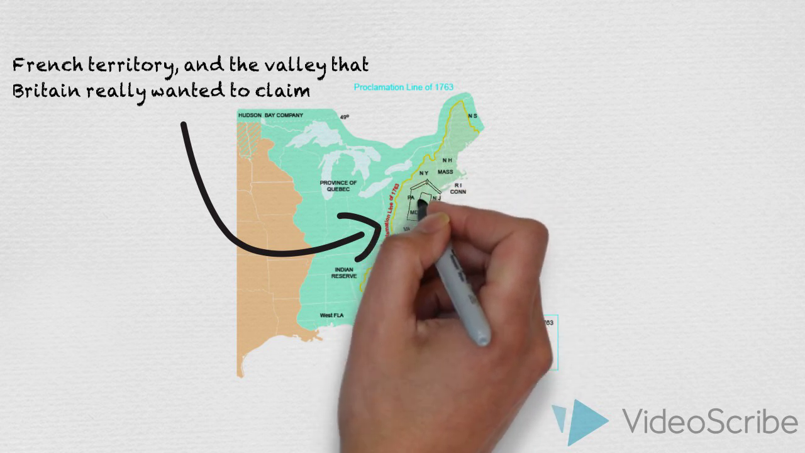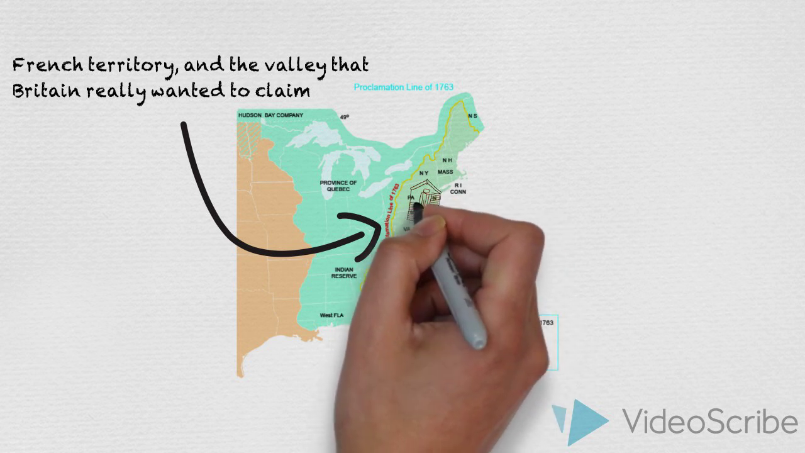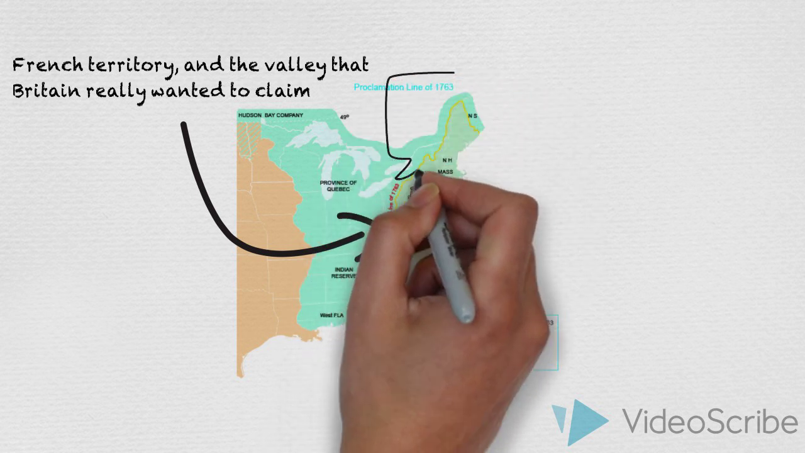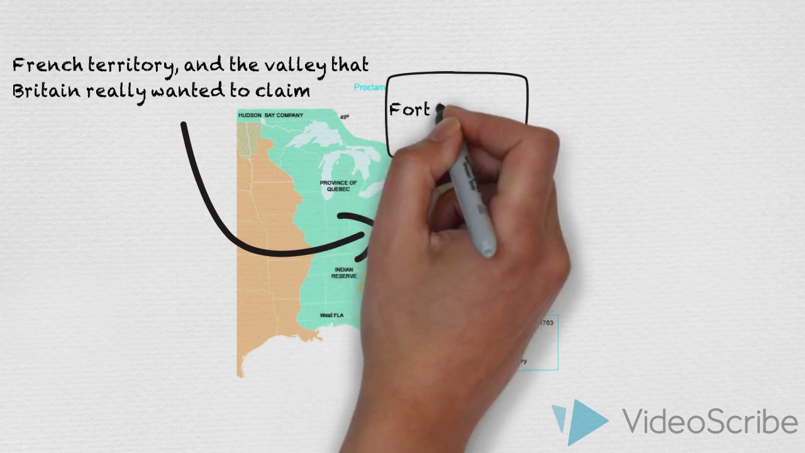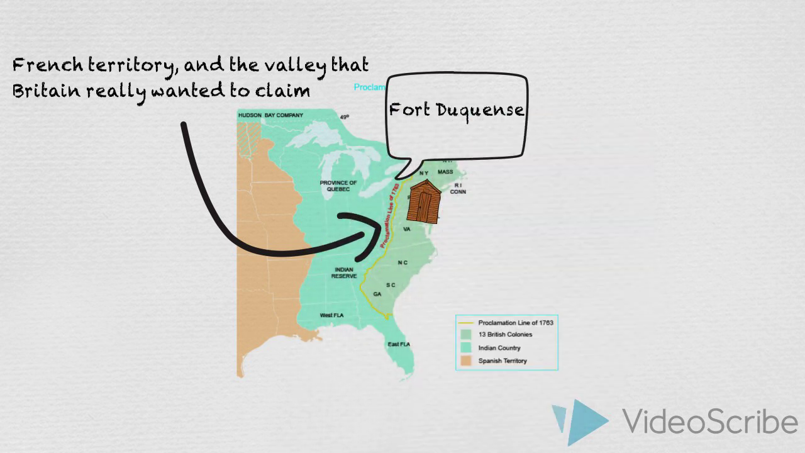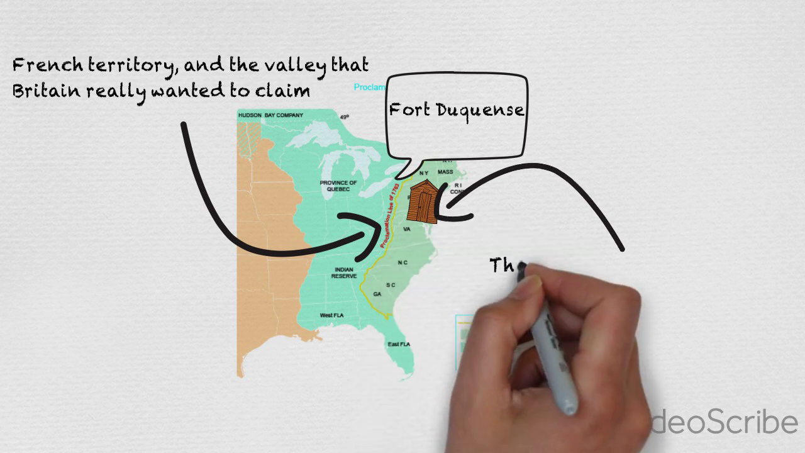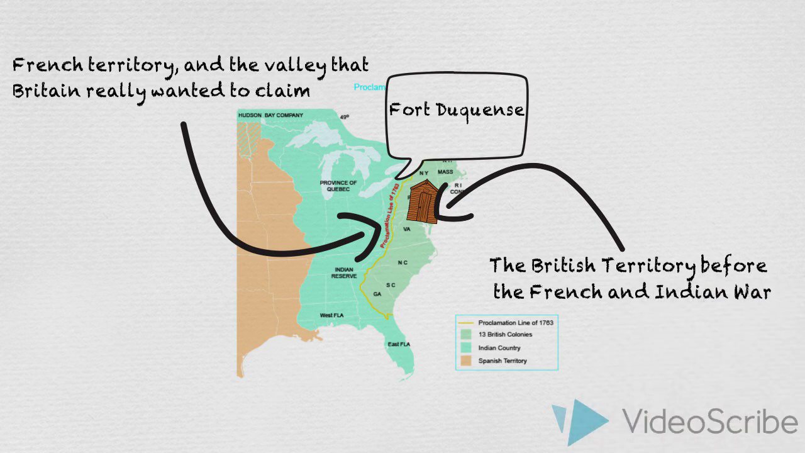One of their most famous forts was called Fort Duquesne. Now, this is a really tricky spelling because it's French, so I'll write it down for you and spell it out loud. Fort Duquesne is F-O-R-T space D-U-Q-U-E-N-S-E, Fort Duquesne. Now, at the same time, Britain also wanted the Ohio River Valley, and so they decided they were going to fight for it.